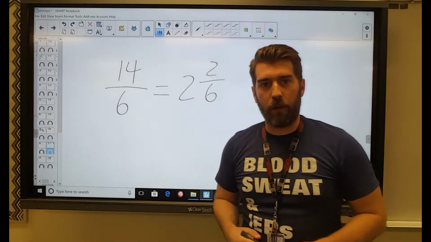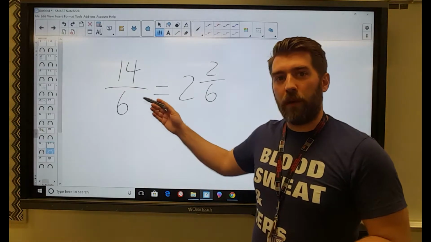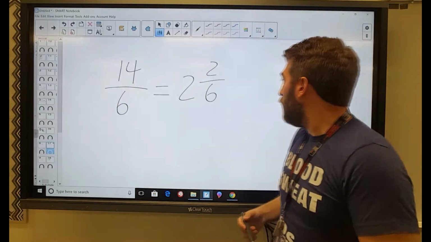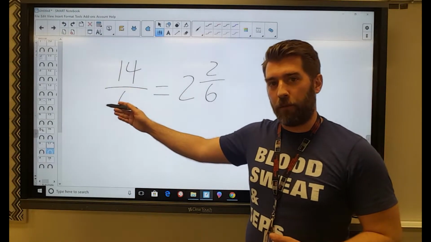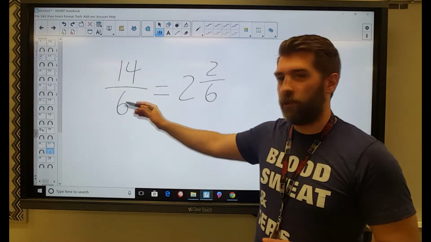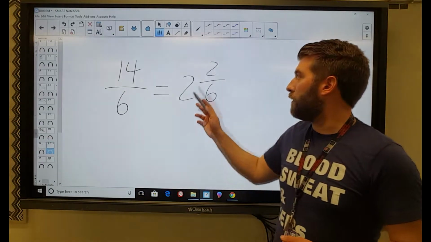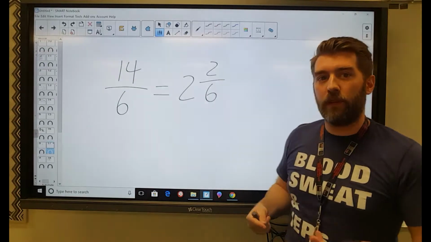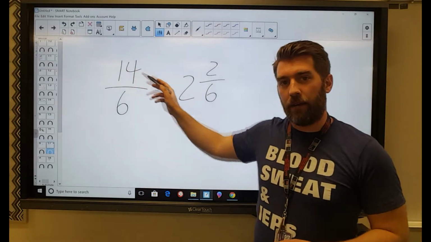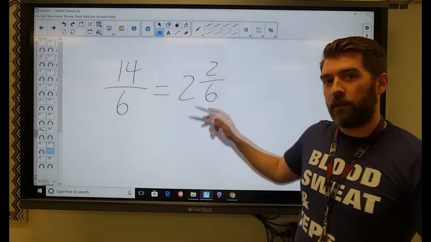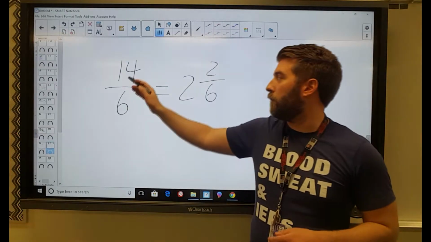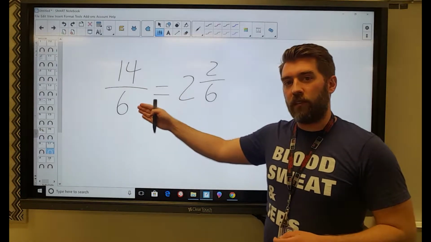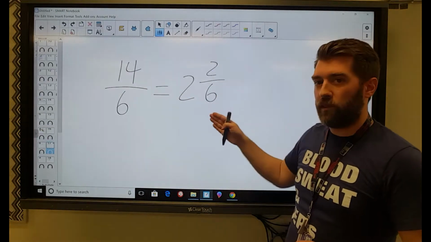All right, guys, real quick before I close it down, I wanted to talk about reducing when you have an improper fraction that you've converted to a mixed number. Just because you've converted an improper fraction, which you can see I've done here, I had 14 over 6, and I converted that to 2 and 2/6. We can still reduce this possibly, and you need to check it. If you don't remember how I got from here to here, look back at the video on how to convert an improper fraction into a mixed number. But 14 over 6 converts into 2 and 2/6.